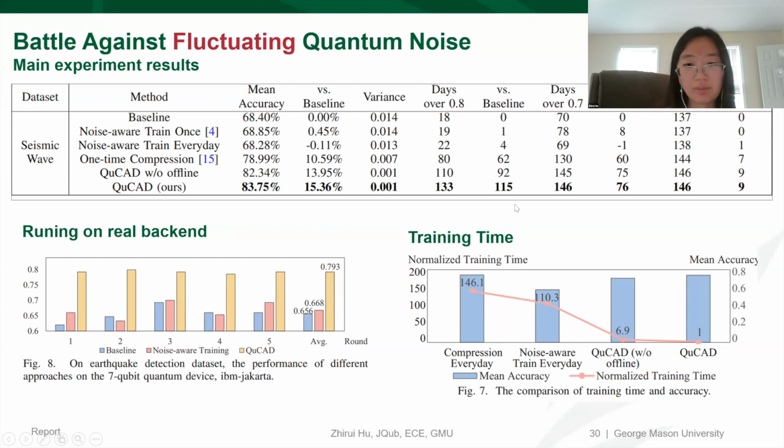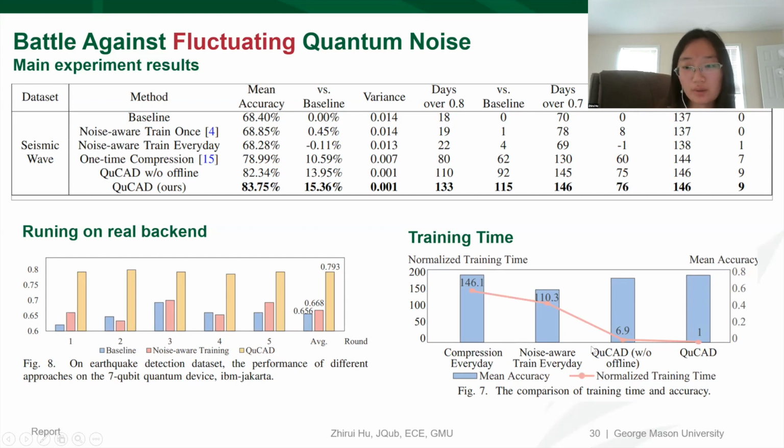We also compare the training time for different kinds of methods. We can say that the accuracy of compression every day is the highest one. However, the training time of compression every day is so large. So our algorithm can reduce the training time by over 100 times.